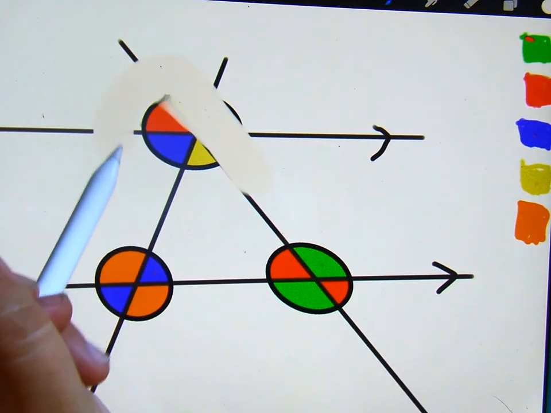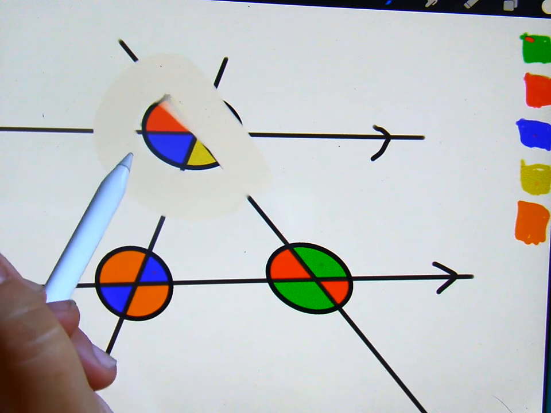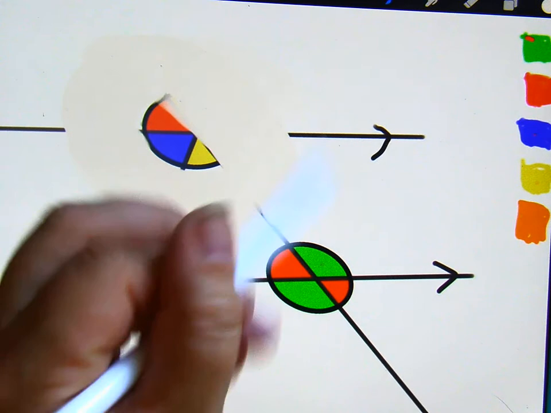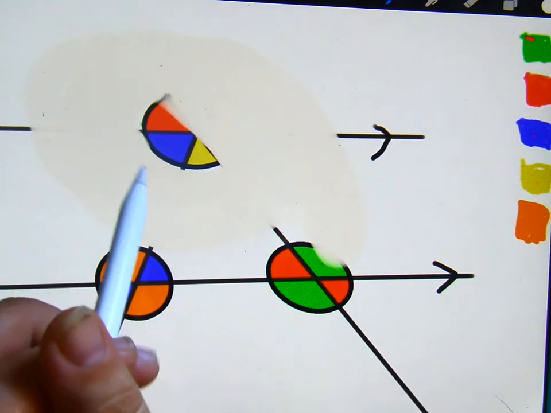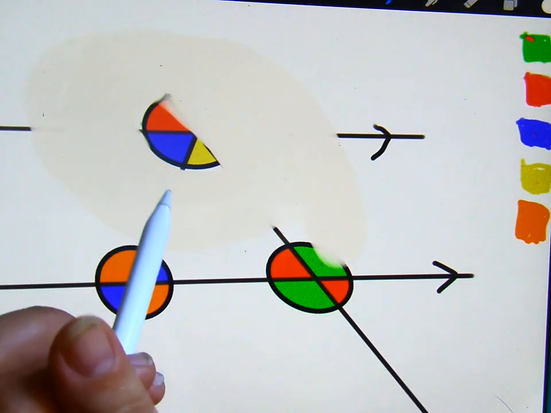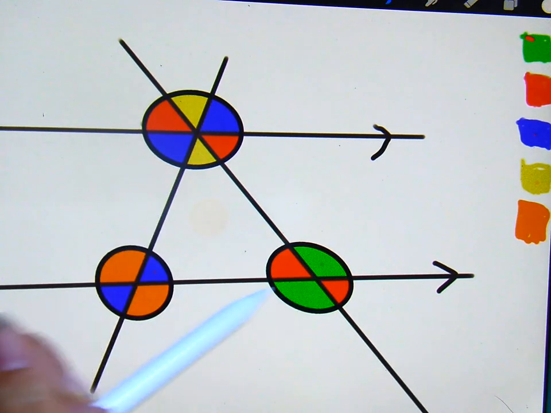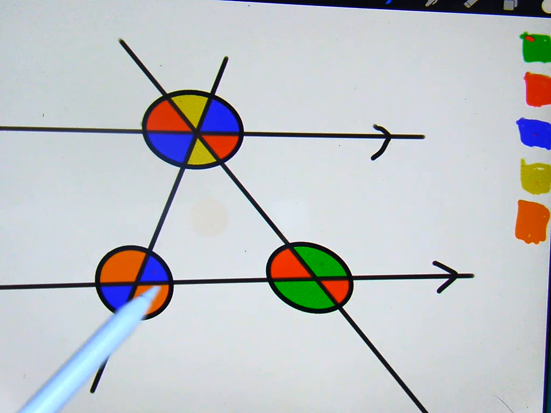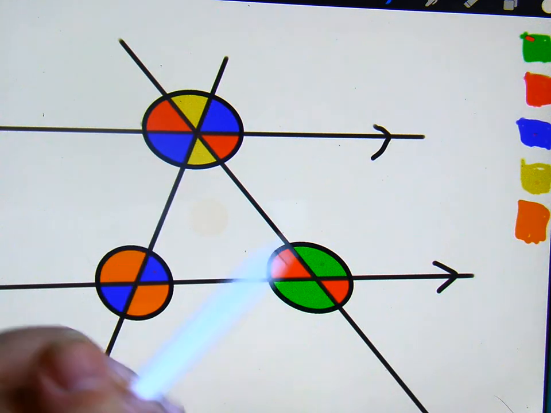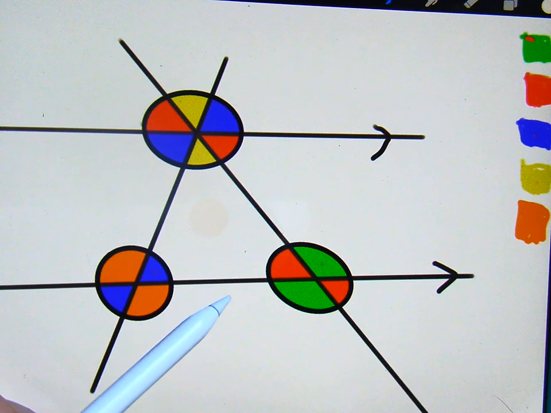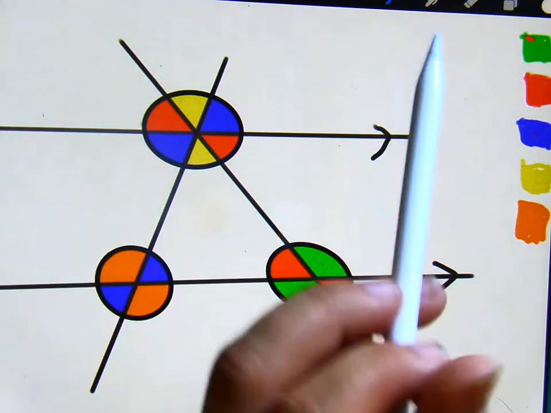Okay, so a straight line, as far as we know, has 180 degrees. So if these add up to equal a straight line, which is 180 degrees, then what does that tell us about the sum of the degrees in this triangle? It is also 180 degrees.